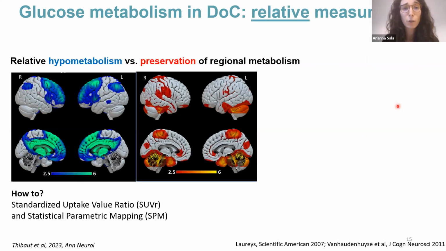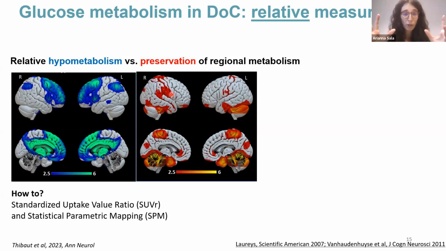Another measure that we can use, and I think this has been used much more frequently, refers to relative hypometabolism, as you can see here. So relative decreases in glucose metabolism and relative preservation of glucose metabolism. Here we're not really interested in the global decrease overall, but we want to look at each individual region, at each individual voxel. Voxels are just the pixels of our images, 3D pixels. We want to localize where we have the strongest decreases in metabolism, and where we have relatively preserved glucose metabolism.